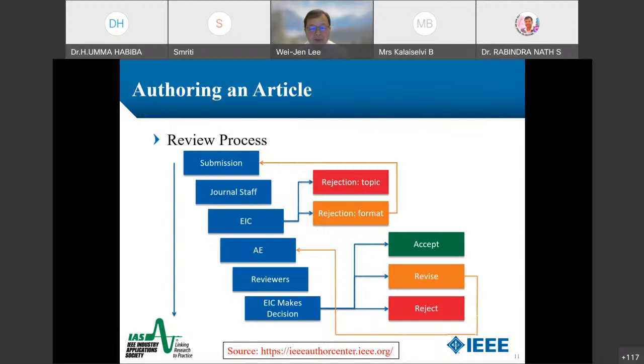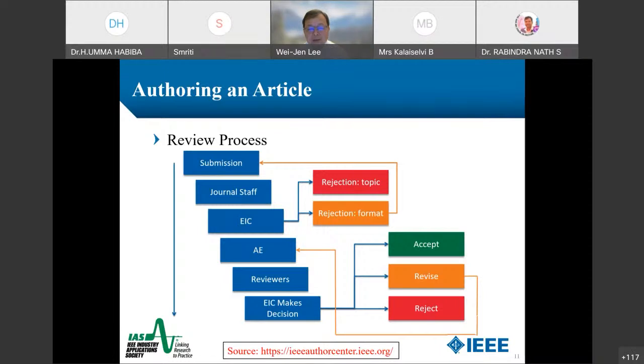So when you submit a paper, it's very important to look at what they're looking for. You have to look at whether the topic fits, for example, in the Industry Applications Society, as the name implies, it's on the industry side.